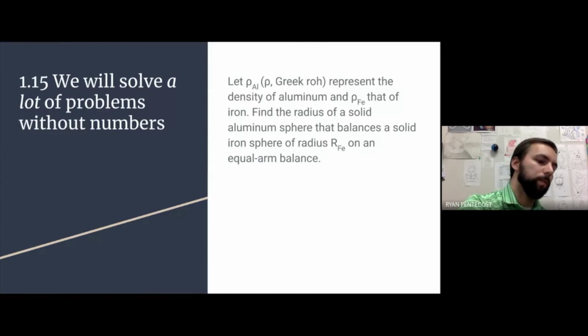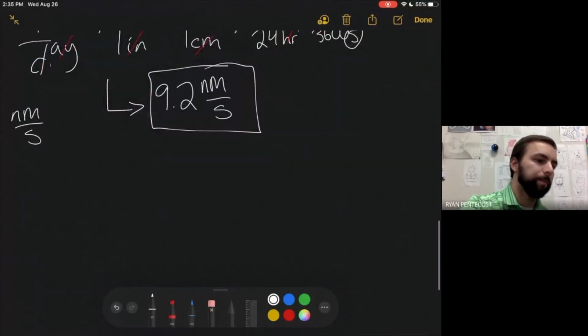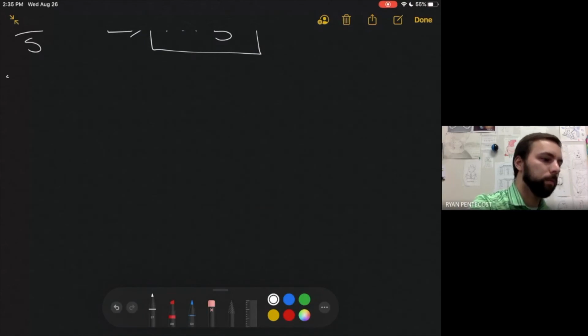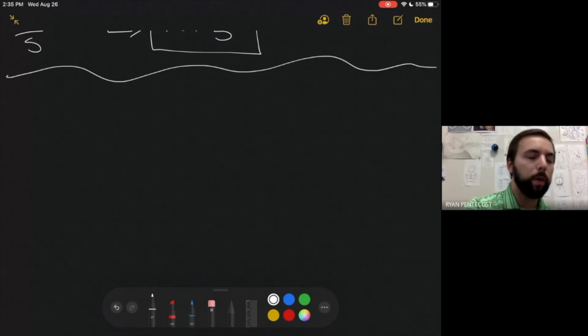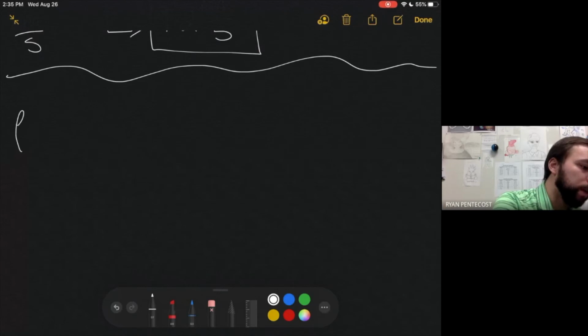So I'll try to go a little bit slower on this one. But this is how we're going to solve a lot of problems in this class. So first, density, right? Rho is mass divided by volume.